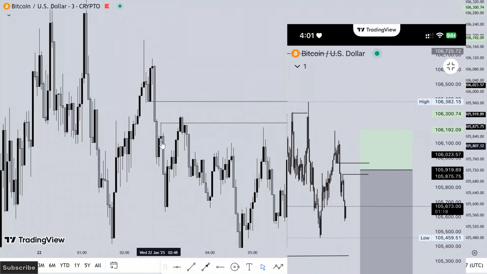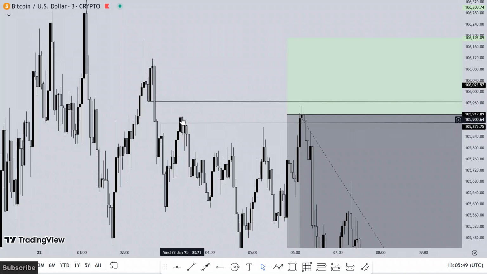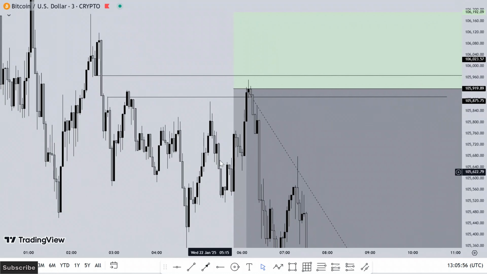So the market came. I missed the second entry here, but I just waited. I left my entry there. But then the market actually came back to tap me in before going down in my predicted direction.